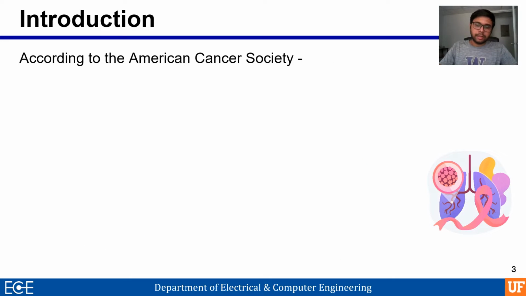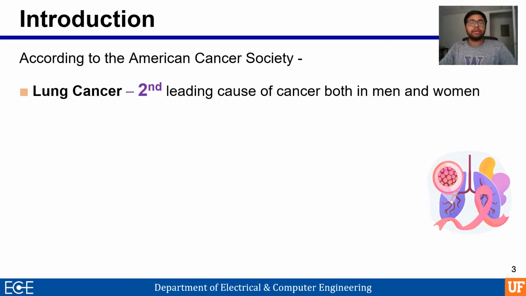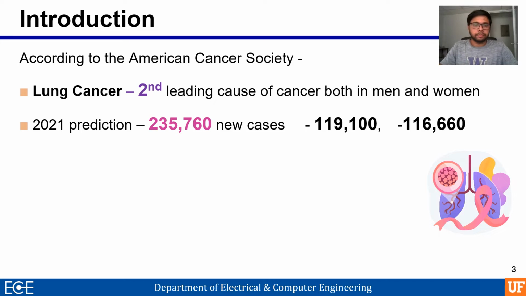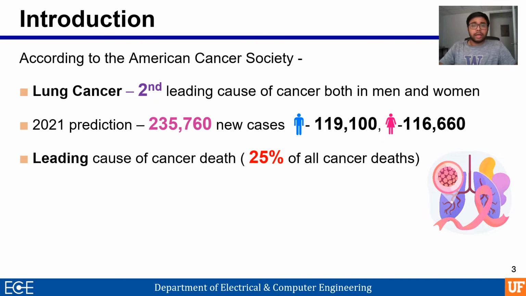Lung cancer is the second leading cause of cancer according to the American Cancer Society, both in men and women. In 2021, it has been predicted that there will be around 235,000 new cases, among which around 119,000 men will be diagnosed as lung cancer patients, and another 116,000 women will be diagnosed as lung cancer patients. It has also been found that it is the leading cause of cancer death. Around 25% of all the cancer deaths are constituted by lung cancer.